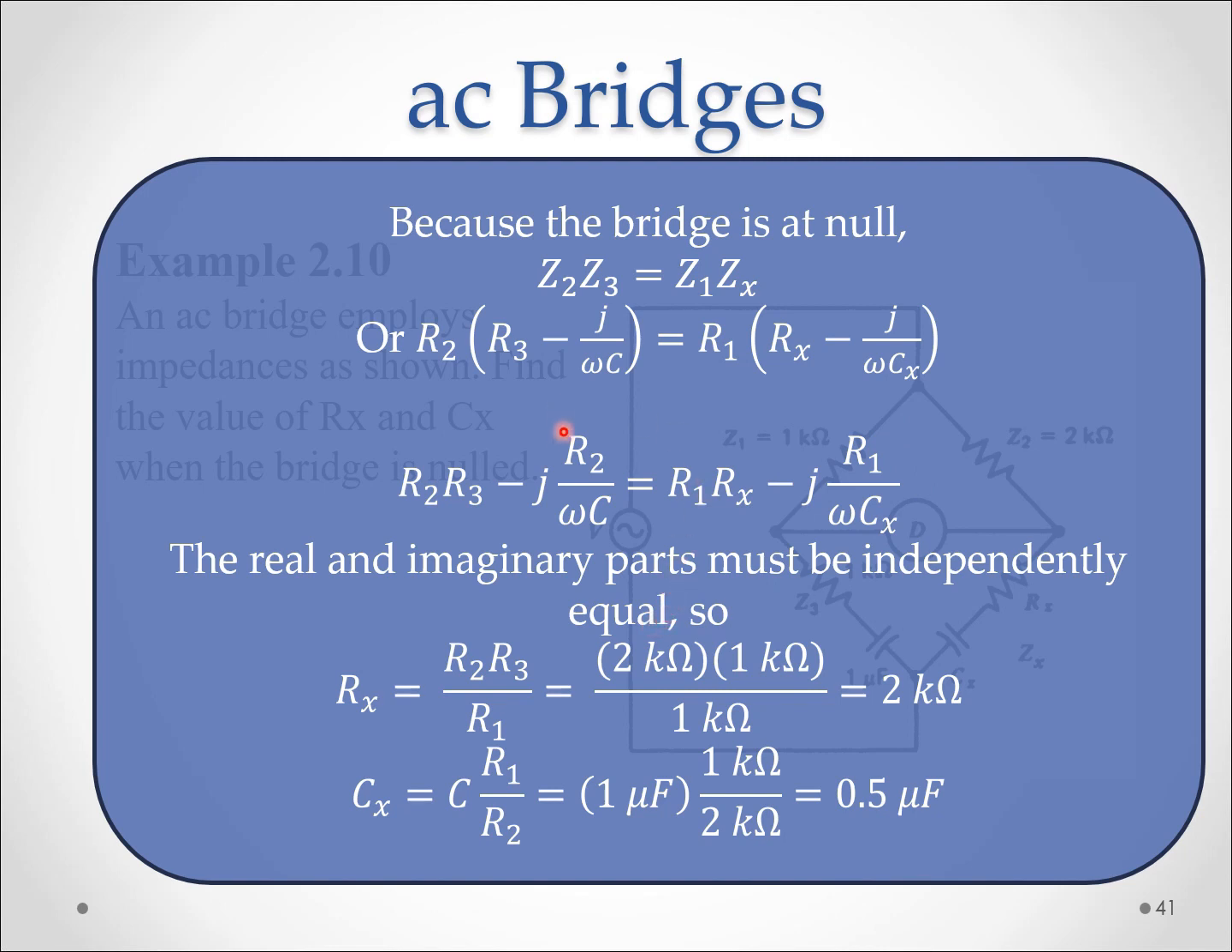If we look here, we have two parts, the real part and the imaginary part. Both parts must be independently equal. So we can create two equations where Rx is equal to R2 R3 divided by R1, and Cx is equal to C times R1 over R2. After we put in all the values for R2, R3 and R1, Rx is equal to 2 kilo ohms and the Cx value is 0.5 microfarad.